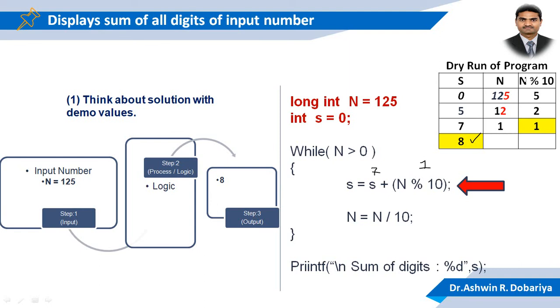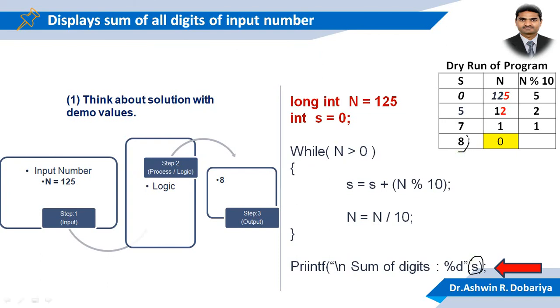Now the value of n is 1. Again 1 divided by 10, so it becomes 0.1. But it will not store 0.1, so it will ignore the 0.1. So ultimately n becomes 0. Now what happened? Now n becomes 0, so 0 greater than 0, this condition becomes false. And once this condition becomes false, then control will directly jump to the outside of the while loop and finally display the output of s.